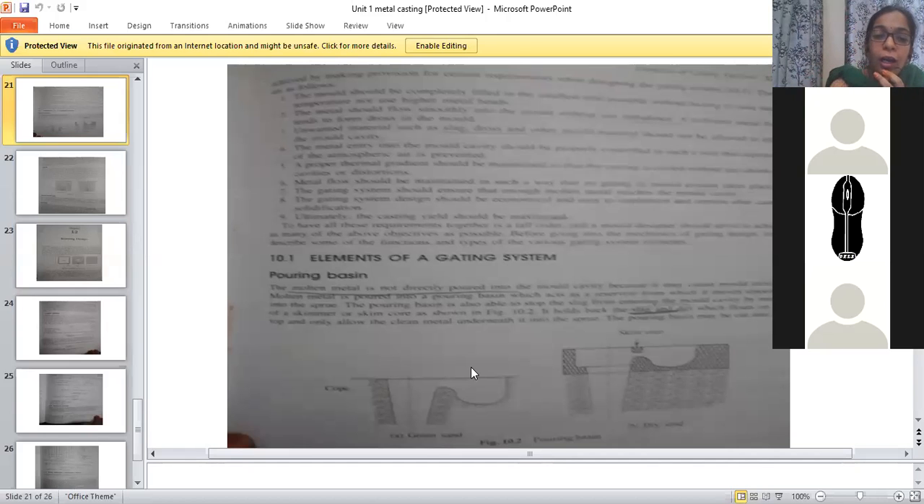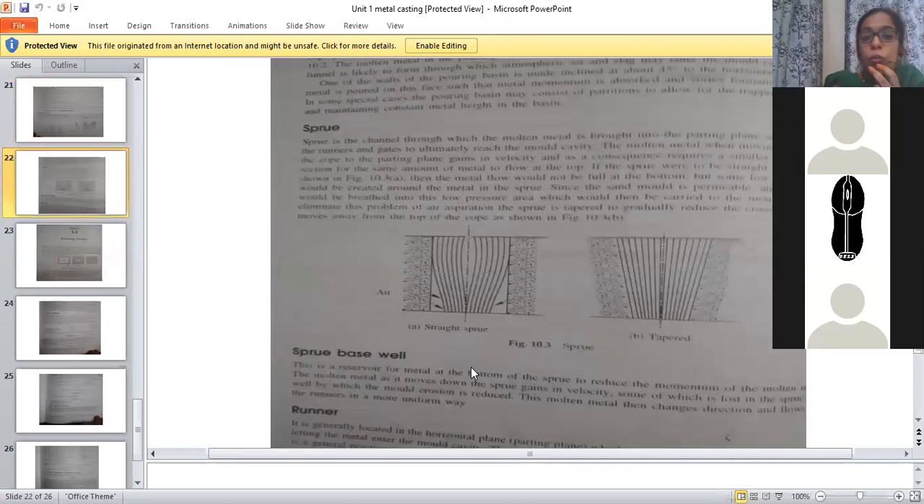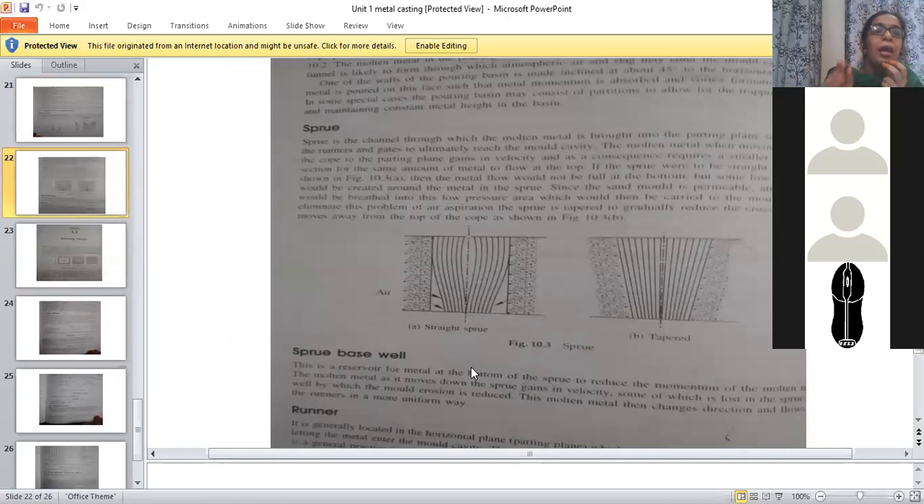Again, the second one is the sprue. All of you can see there are two different types of design in the sprue. One is the straight sprue and the other one is the tapered sprue. I'm just asking you a question: why do you have to give a tapered sprue?